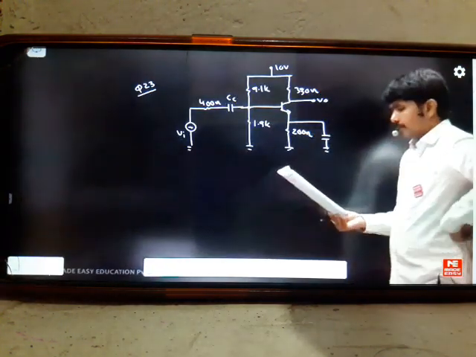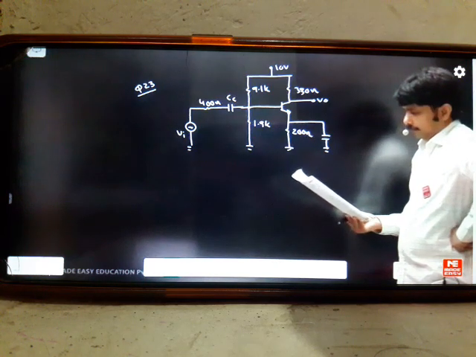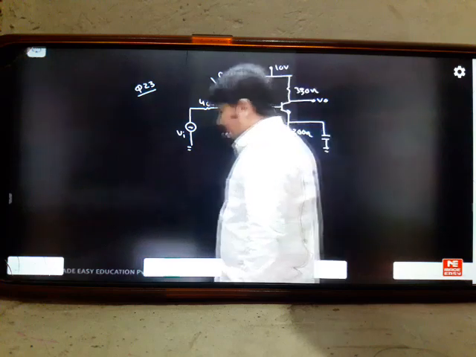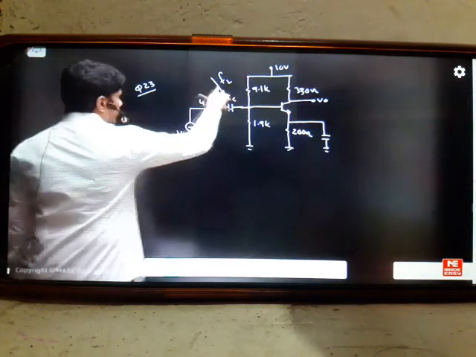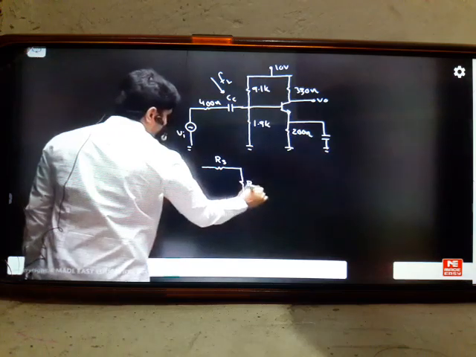The 23rd question, the last question; try it yourself first. He's asking what is the value of the 3 dB frequency F1 due to the coupling capacitor C. Due to this coupling capacitor, what is the frequency? He's asking. So we know this practice. If I want to solve this one, your model is like this. This is RS, this is RP, R equivalent, and here we have RPi.